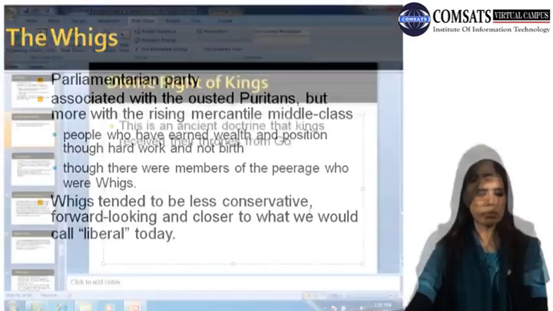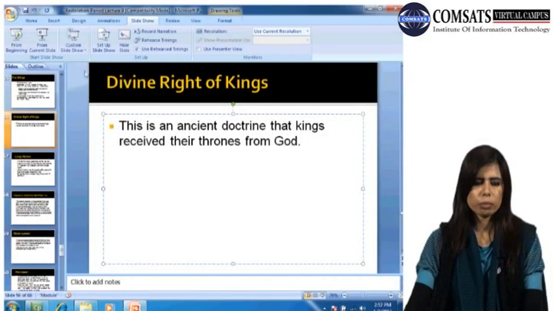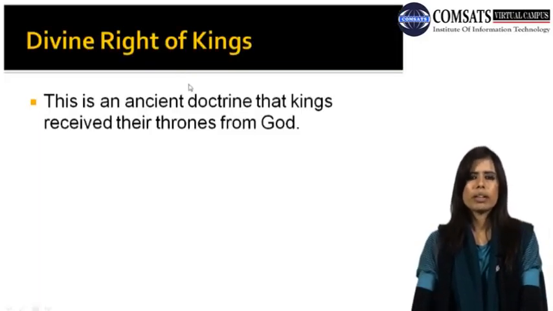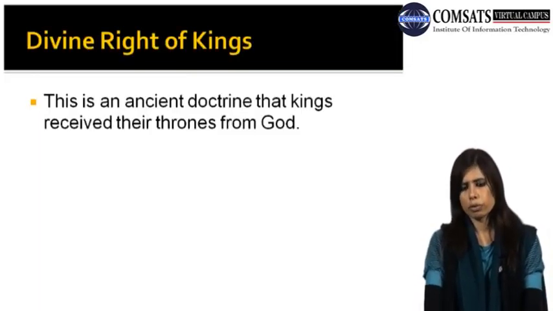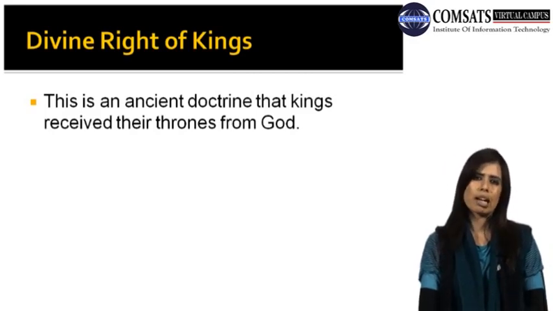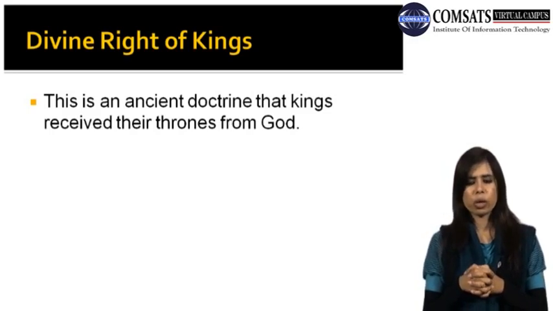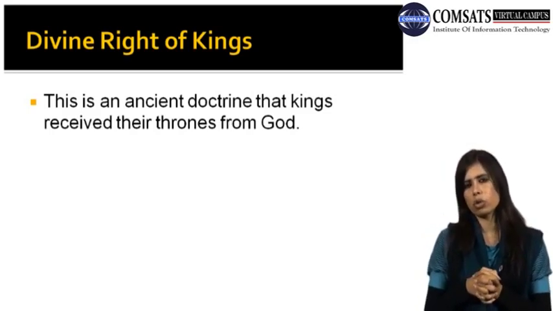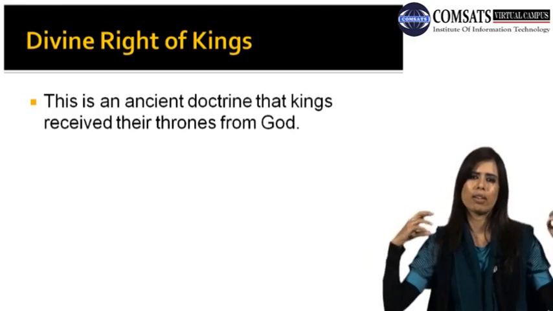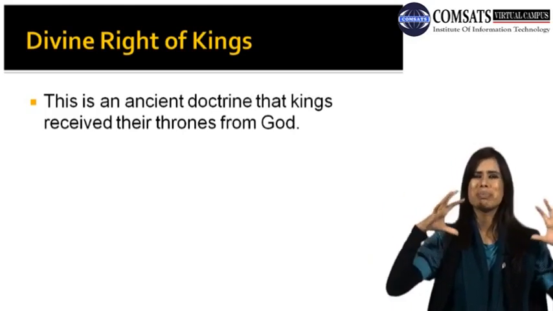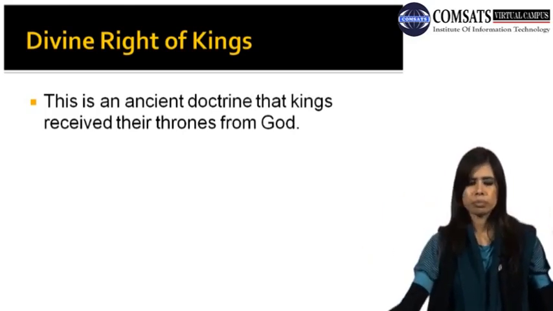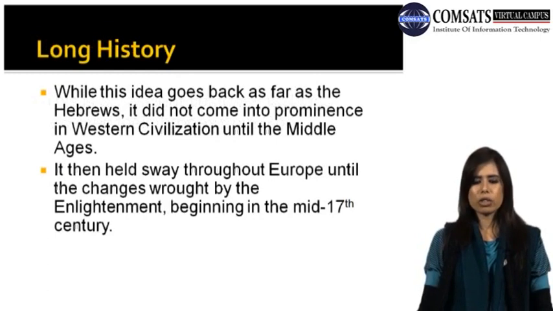Fine, Whigs. So basically that was their point, that the kings get their divine rights from God. This is a doctrine as well, an ancient doctrine and not the modern one, that kings receive their thrones from God. So basically that is written in their faith, they have to get their throne from God. Well, this idea goes back as far as the Hebrews. It did not come into prominence in Western civilization until the Middle Ages.